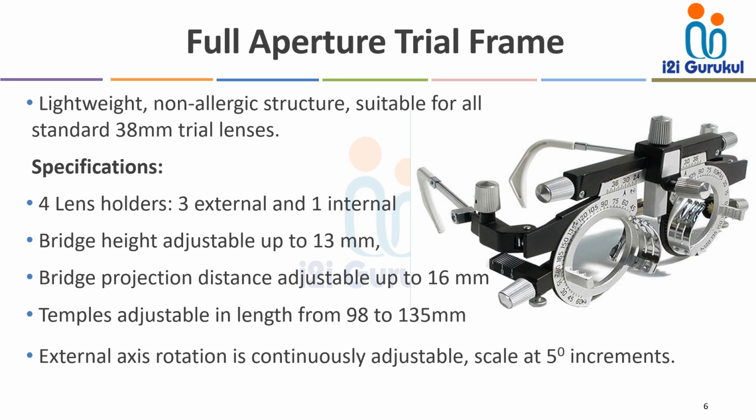Coming to the manufacturing specifications of this full aperture trial frame: it has four lens holders, 3 external and 1 internal. Also you can adjust the bridge height up to 13mm. The bridge projection distance is adjustable up to 16mm. Temple length can also be adjusted from 98mm to 135mm. It has external axis rotation that is continuously adjustable, with a scale at 5-degree increments.